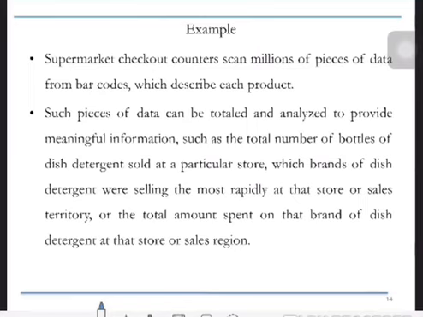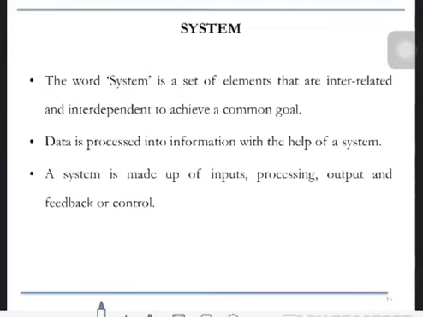Supermarket checkout counters scan millions of pieces of data from barcodes which describe each product. Such pieces of data can be totaled and analyzed to provide meaningful information such as the total number of bottles of dish detergent sold in a day, which brands of dish detergent were selling the most rapidly, which one sold the most, or the total amount spent on that brand of dish detergent. So when we explain it, we call it information.